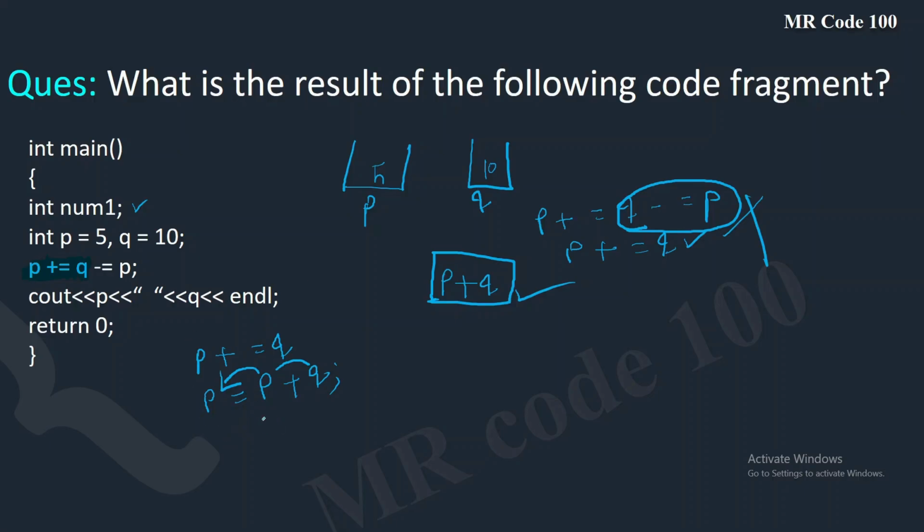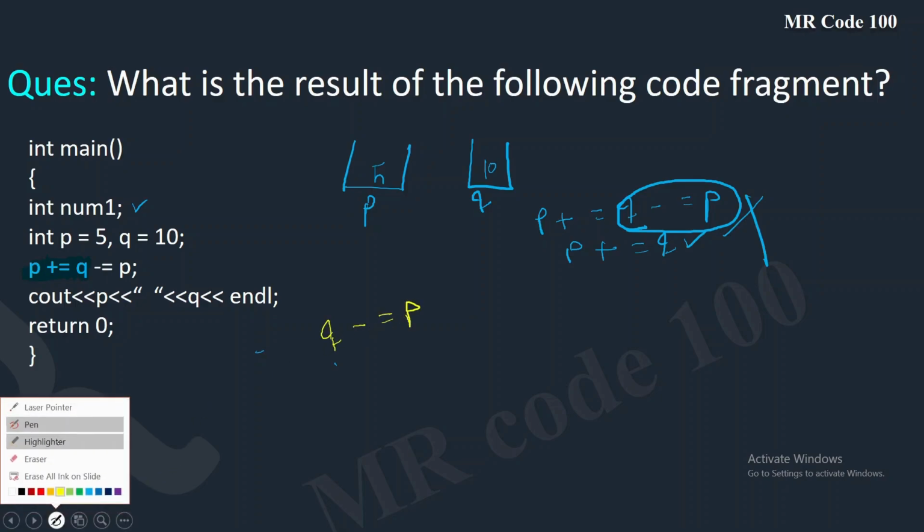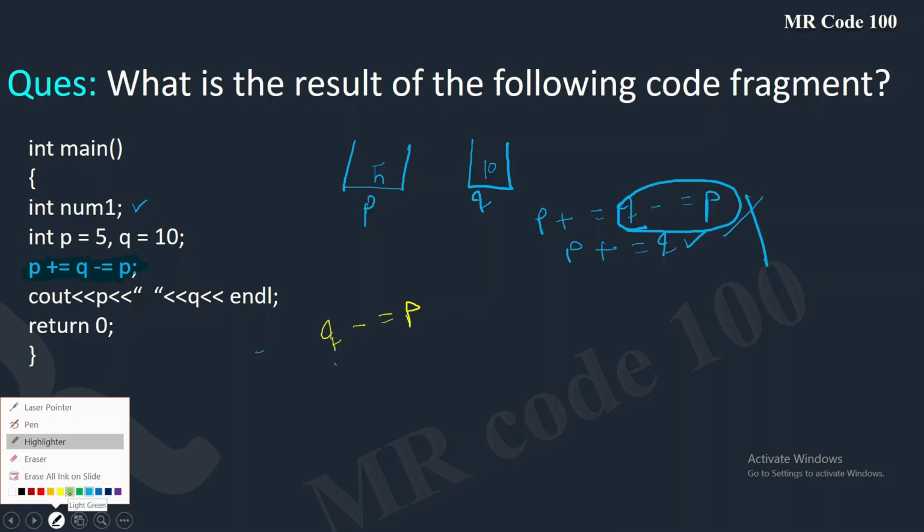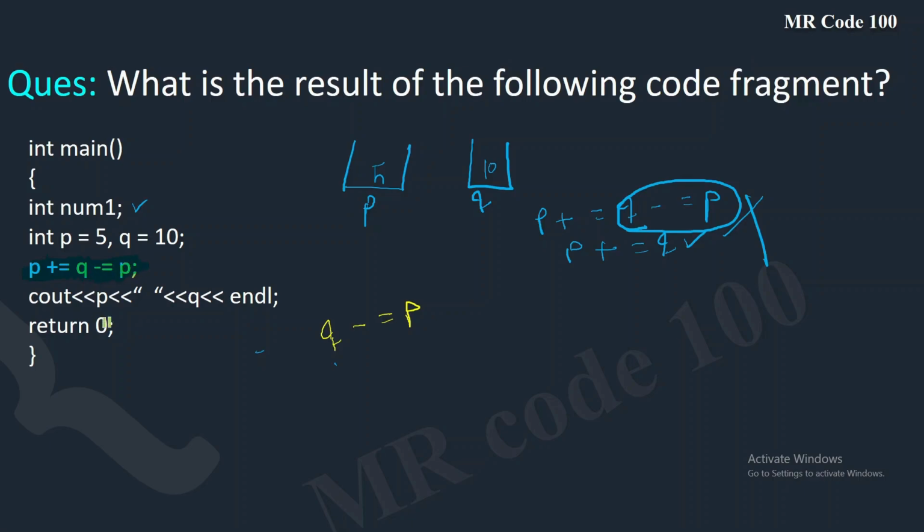So here you have to start from this one. Suppose, okay, you have to start from this one: q minus equals p, this portion. Can you see this portion? Okay, I'm using the highlighter. It's not working. Okay. q minus equals p. Okay, let's do it.